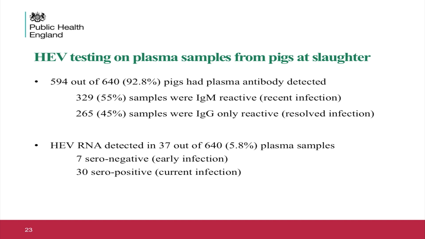If we have a breakdown of the antibody response, we actually found that over half have evidence of a recent hepatitis E infection, while just under half actually had resolved their infection by the time they came to slaughter. About 6% of those samples were actually HEV RNA positive, and the antibody profile suggests actually they were in the early stages of an acute hepatitis E infection. So even though these pigs were in that slightly older age group, there was evidence that they were having an acute hepatitis E infection, and therefore there was a risk of these animals entering into the food chain.